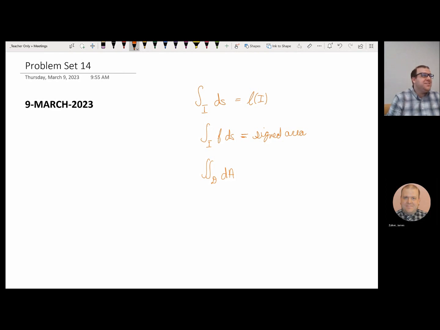Acceleration, not acceleration. Single integral gave you length. The double integral is going to give you the area of the region. Call it A of D. By the way, that now means that we don't need to do a single integral to calculate area.